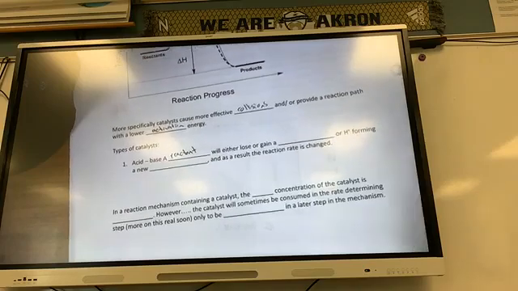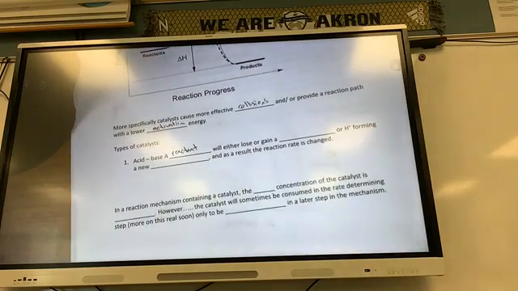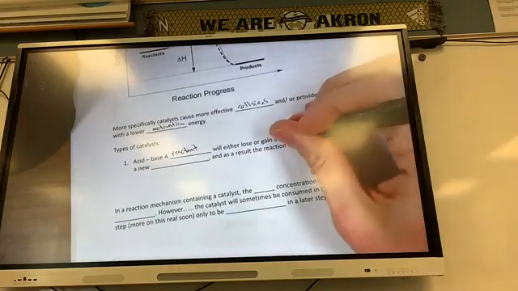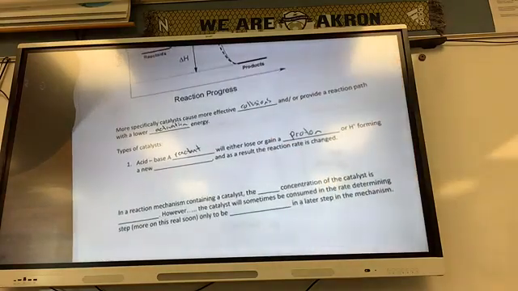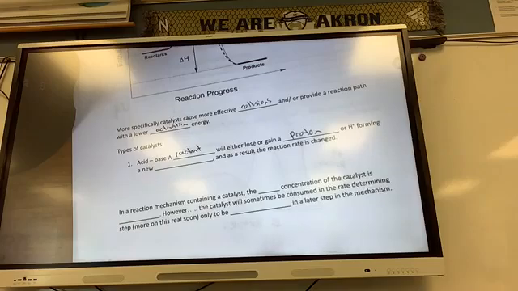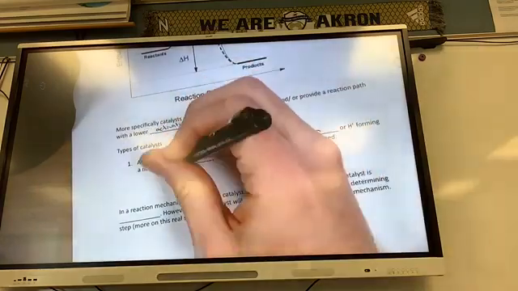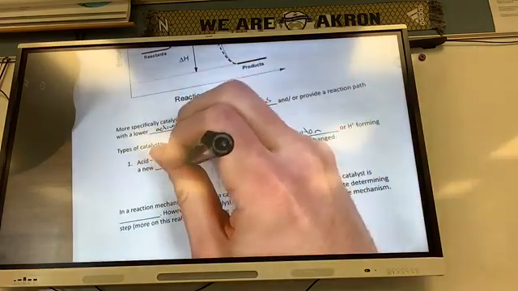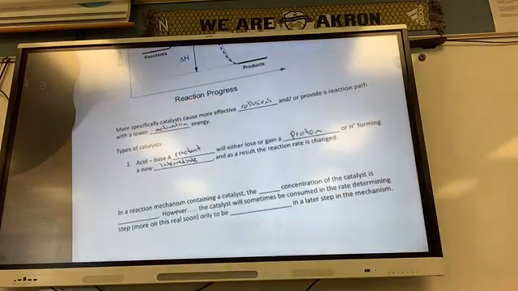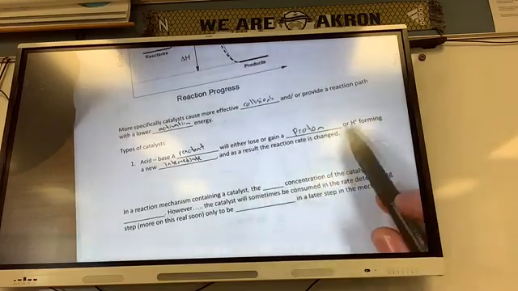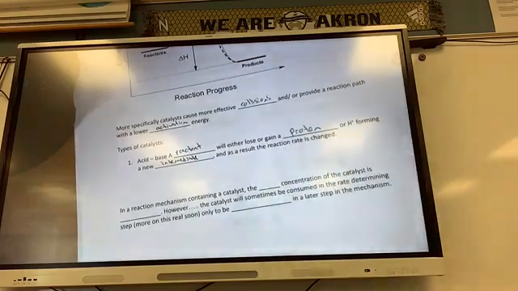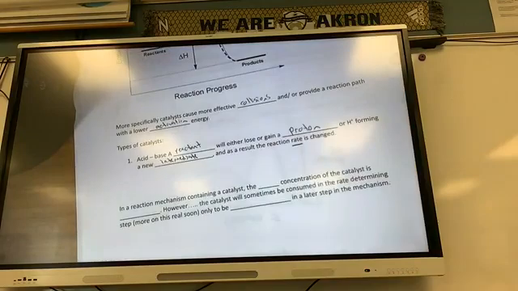All right. Acid base. Let's fly through these next couple pages. We'll either lose or gain a proton. Right? You guys agree that a proton is essentially just a hydrogen ion, right? Forming a new intermediate. I'm going to show you what an intermediate is in a chemical equation soon. And as a result, the reaction rate is changed. In fact, it should be faster.